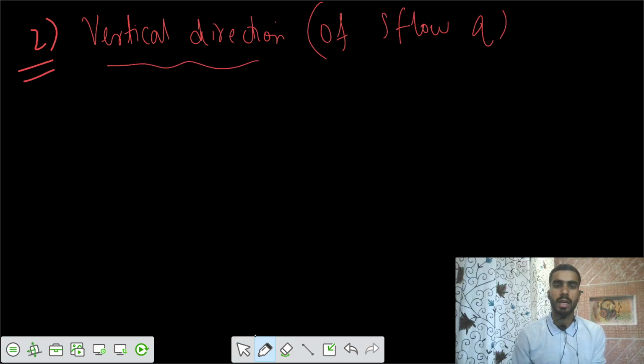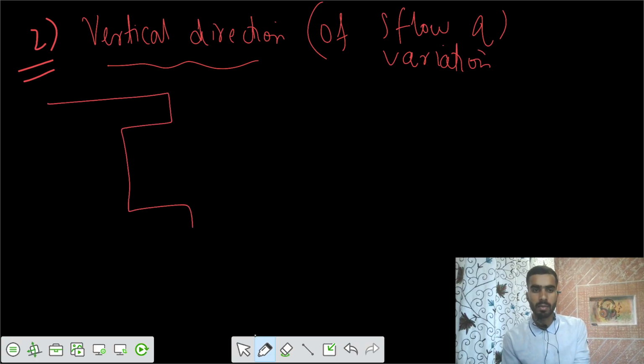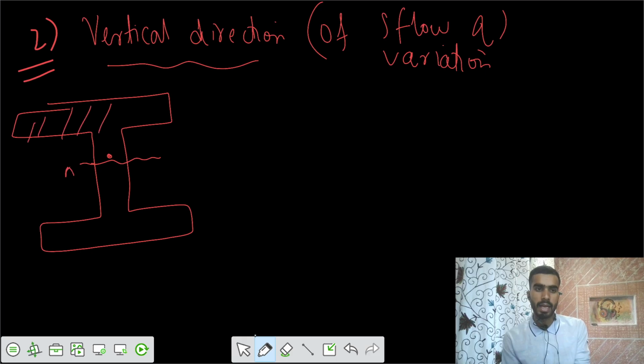I want to say, in the vertical direction, how the shear flow is varying. So, second part. For that you have to take some element A in the web. Then you take the area above that point A, calculate the shear stresses, and thereby calculate the shear flow.